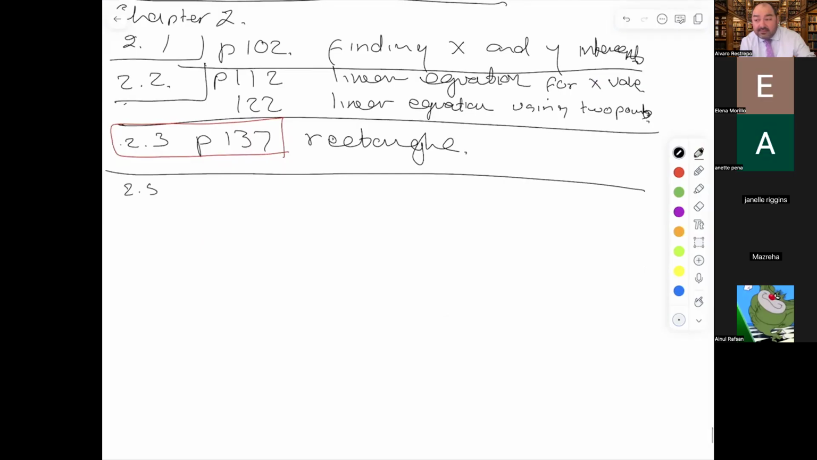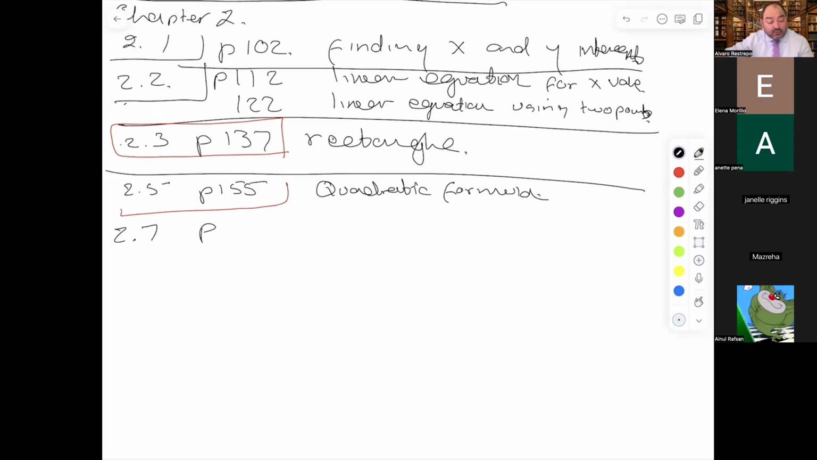Section 2.5. This is page 155 in the book. This has to do with quadratic formula. We'll go over this today. So again, I'll put this in red because this is new. Quadratic formula, page 155. Section 2.7, this is page 183, linear inequalities. We'll go over this today.